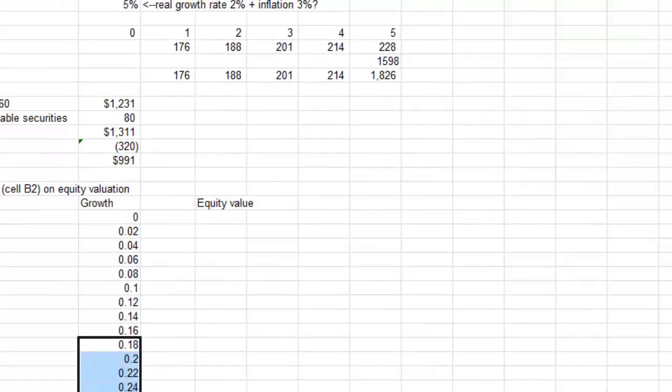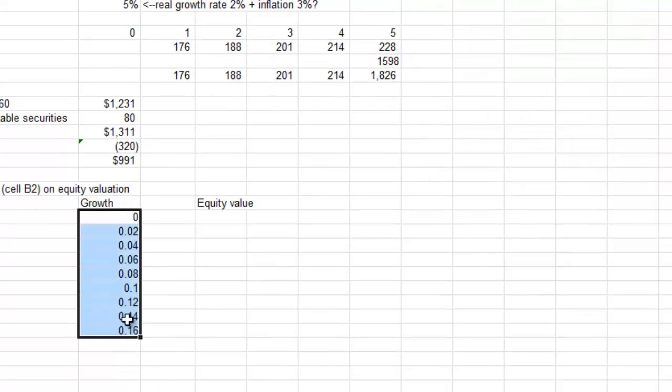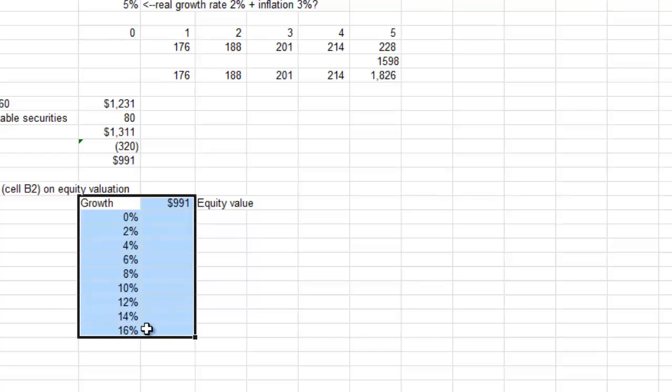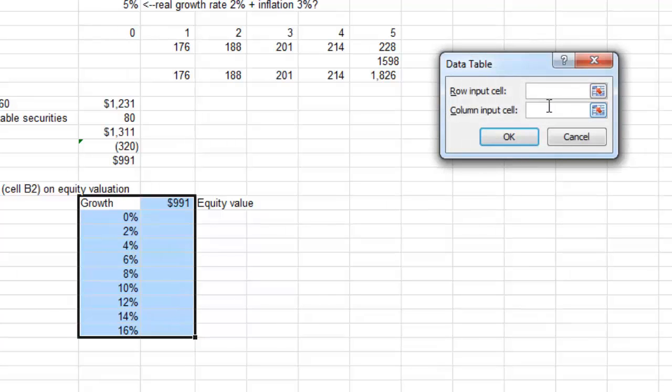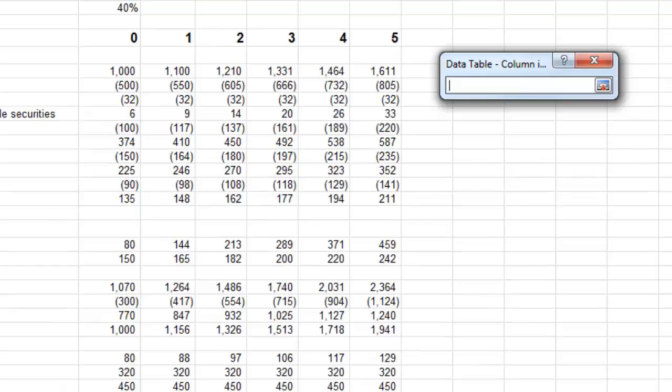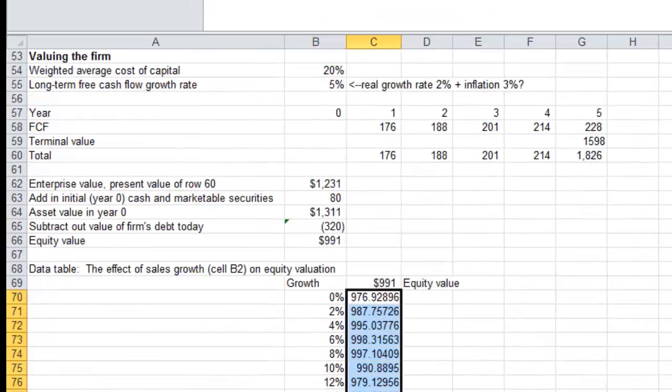And so we can format that, or bring down the equity value as our result cell for our data table, and then highlight the changing cells and the result cell, data, what if, data table. And this is a vertical table, so we need to change the column input cell and point that at the sales growth rate. Format our results.